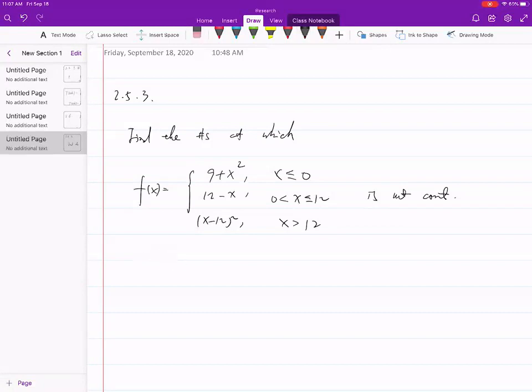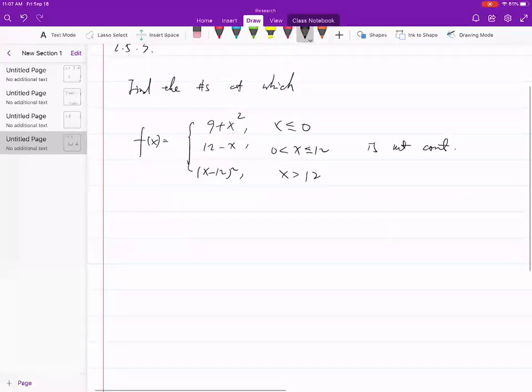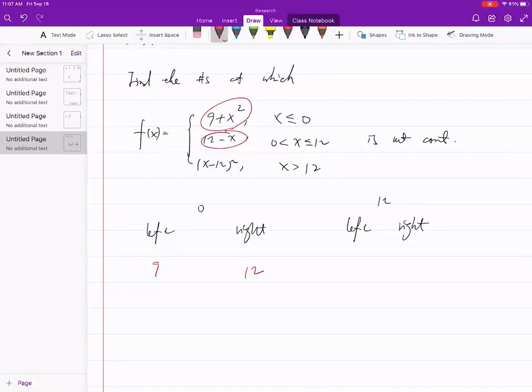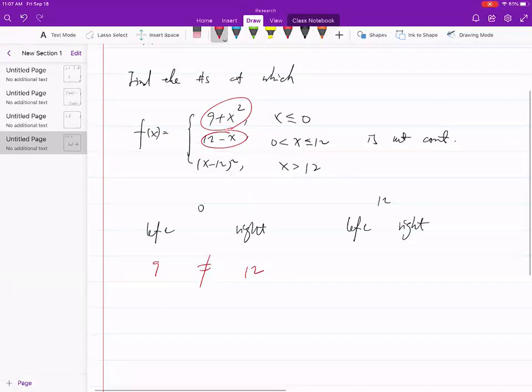To check these 2 points, because it's piecewise defined, we check the left and we check the right. So let's take 0, we check the left, we check the right. Then let's take 12, we check the left, we check the right. So on the left, for 0, you should plug in 0 into this. That gives you 9. On the right, at 0, you should plug in 0 into this. That should give you 12. Are they the same? Then there's no limit. Not to mention we have a function value here.